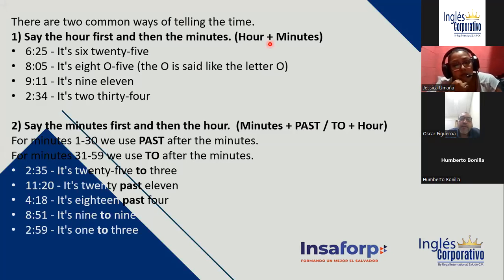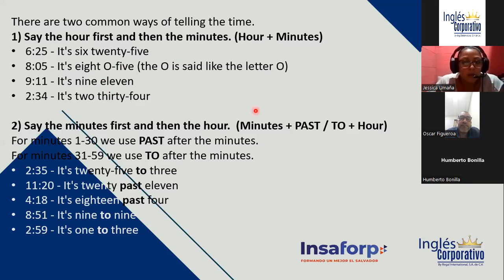For example, como lo que acaba de hacer Oscar. Él dijo 9:31. What do we use? Que utilizamos el personal pronoun it, el pronombre personal it, plus the verb to be. El verbo to be y luego la hora y los minutos. So here we go. For example, 6:25. How do we say that? It's 6:25. ¿Cómo decimos las 8:05? It's 8:05. ¿Por qué decimos O y no zero?